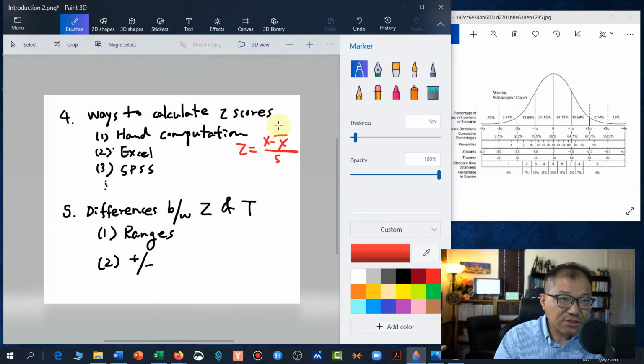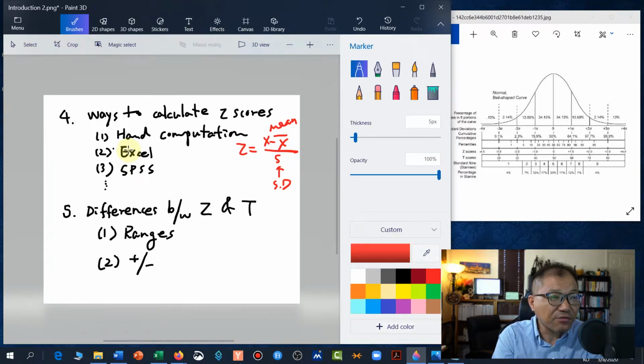To calculate z-score, you need to calculate the mean right here. You need to calculate mean, mean right here. You need to calculate standard deviation, right? The second one is you can use Excel program that will give you z-scores. However, you need to work with some function equations, and that is a little bit difficult, but I will demonstrate how to calculate z-scores using Excel program.